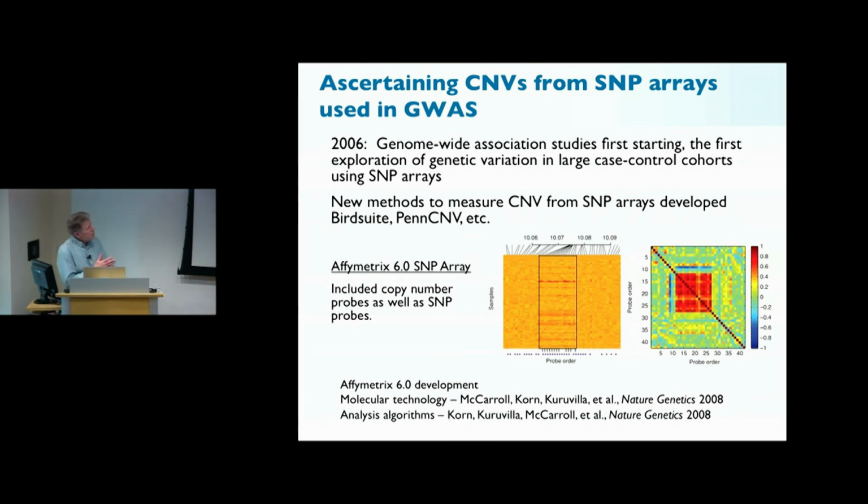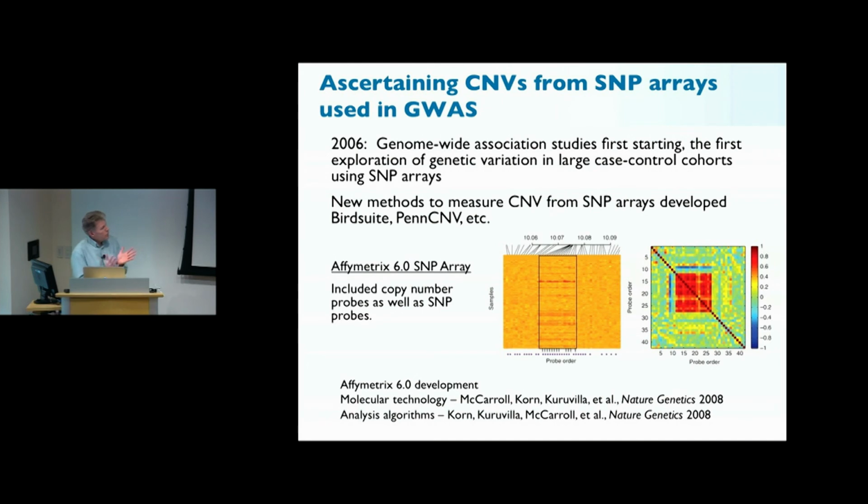So this was also the era when GWAS arrays were beginning to be used at large scale. And people realized that you could also use the intensity signal from the GWAS arrays to ascertain copy number variation. All those SNP probes have an intensity signal, and you're measuring the difference between the A and B signals. But if there's a copy number variation, if there's a deletion or a duplication, you'll get a shift in the intensity of the signal, and you can use that to call copy number variation.